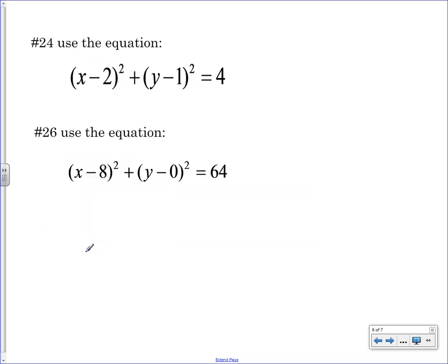Okay. On your homework, there's going to be 2 questions that are like number 25 where you don't have it in the proper form, so you're not going to know what to do. So 24 and 26, you need to use these equations. You can write it on your notes or you can write it on your homework, whatever you want. But if you don't write this down, you're not going to be able to do it. Okay? 24 and 26, write these down.